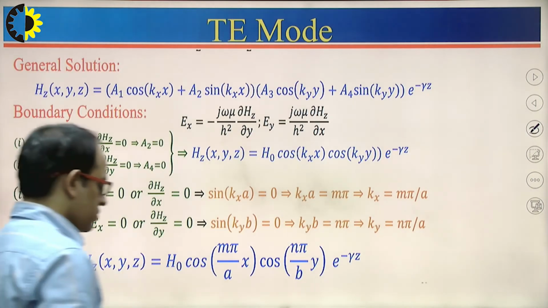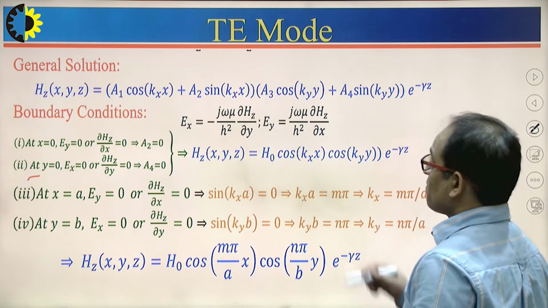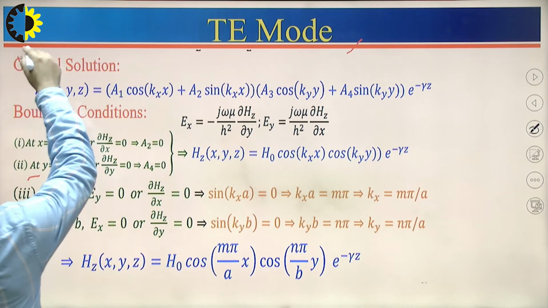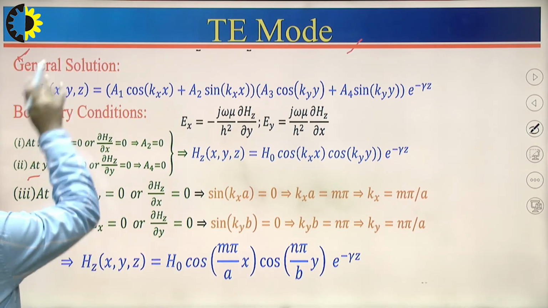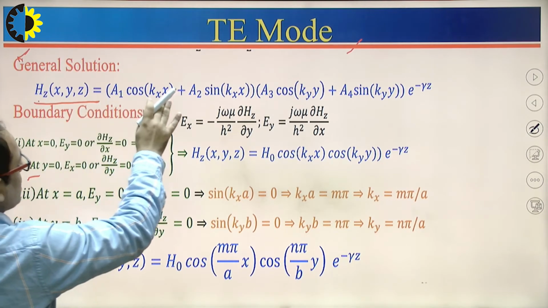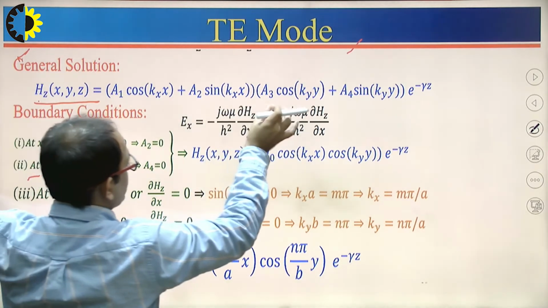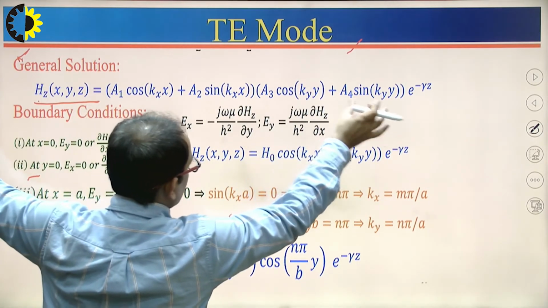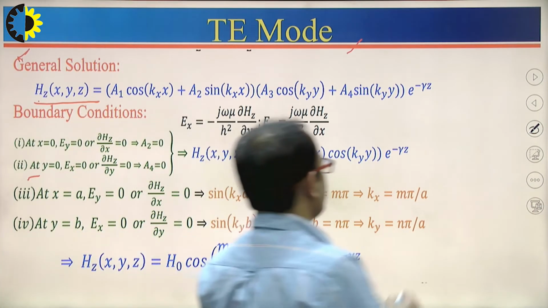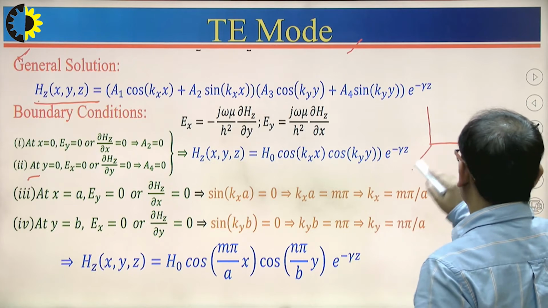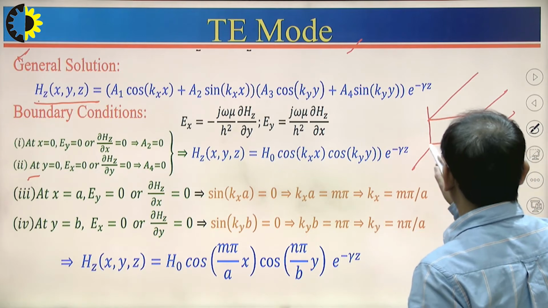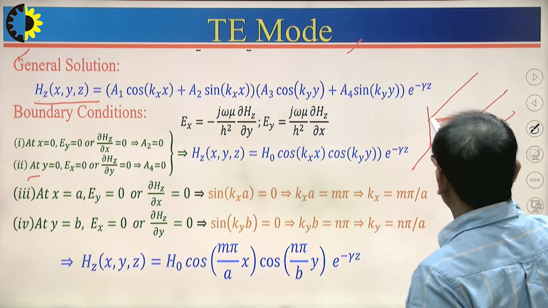Now see, for the TE mode, the general solution comes out to be Hz equal to A1 cos kx x plus A2 sin kx x, plus A3 cos ky y plus A4 sin ky y. Now put the same boundary conditions here, for the first wall, second wall, third and fourth.